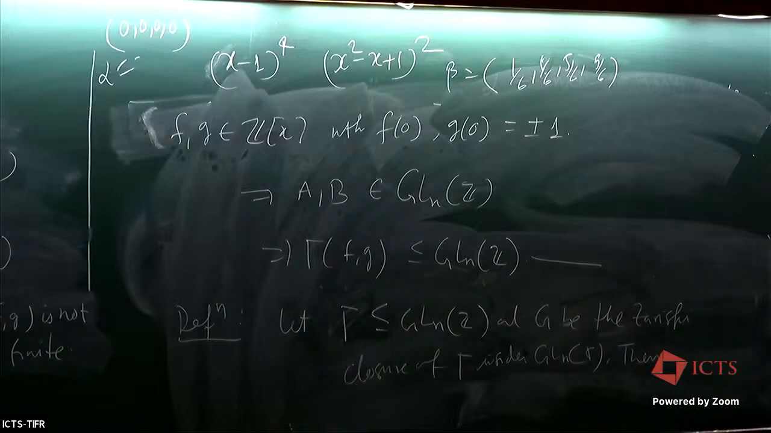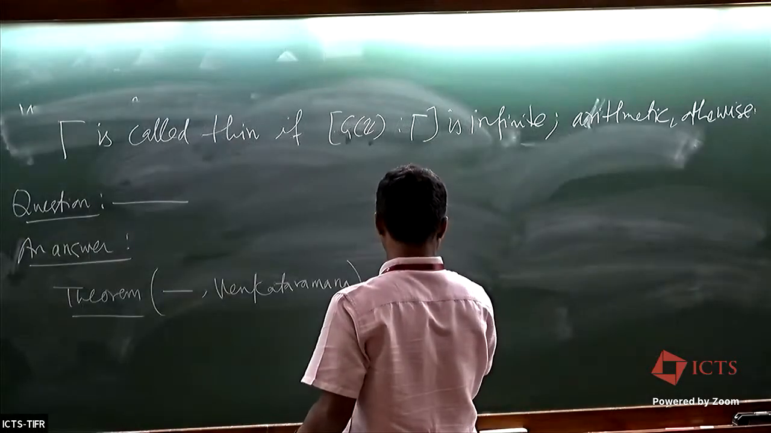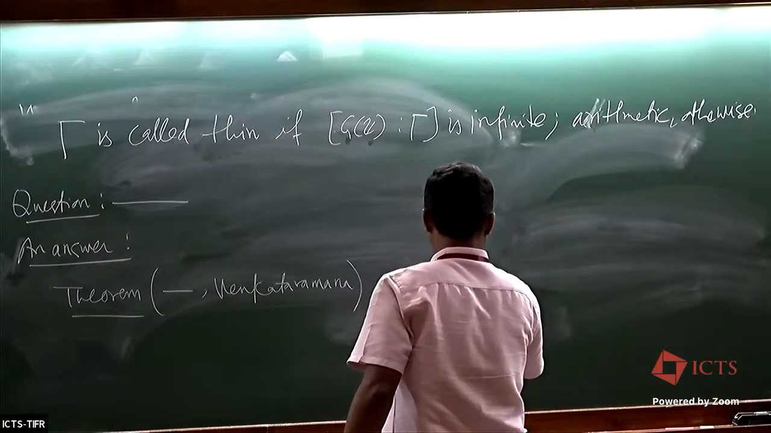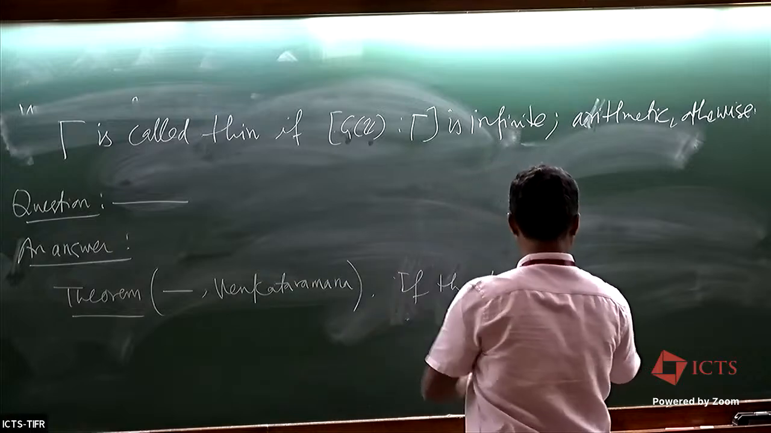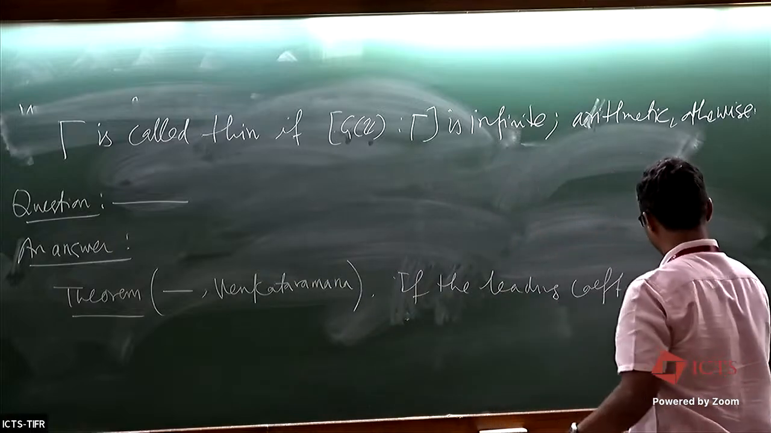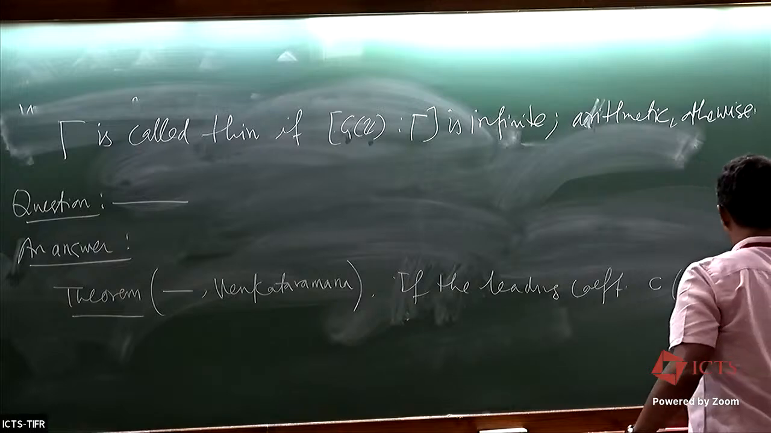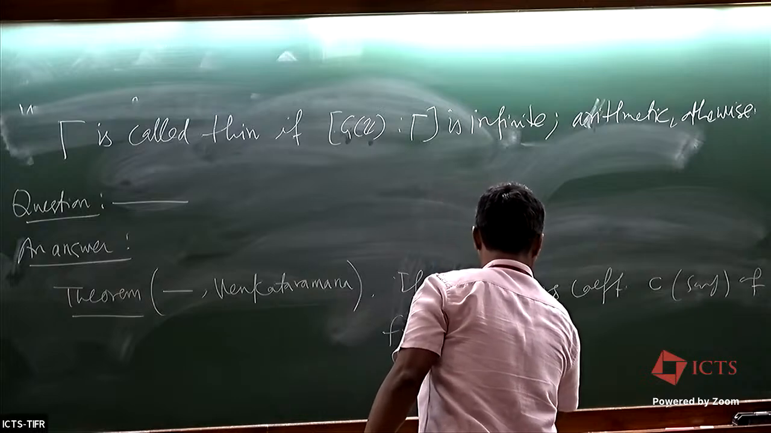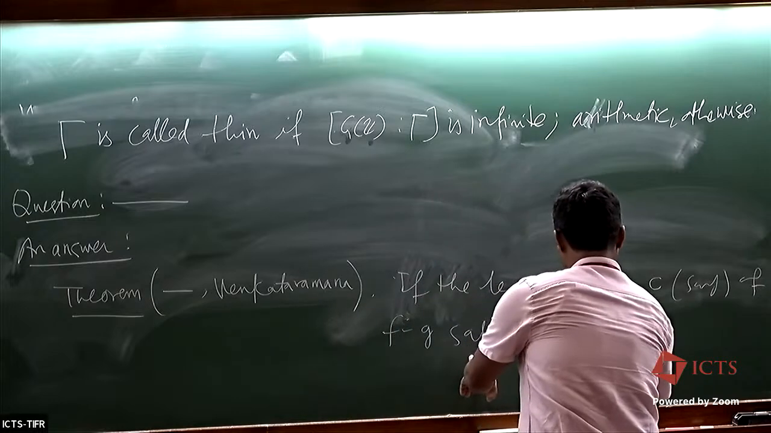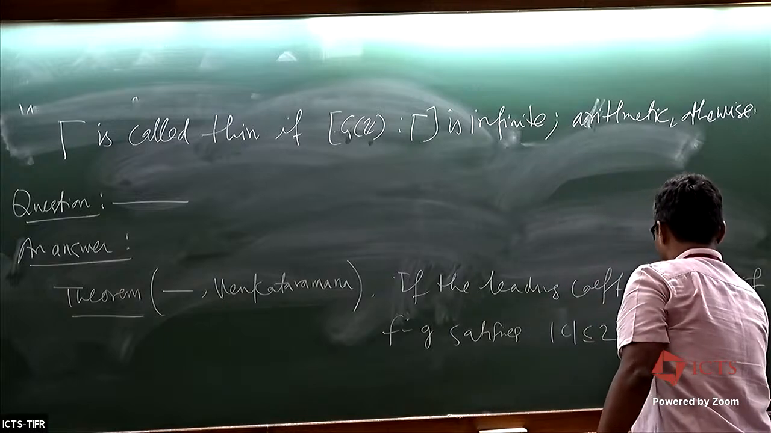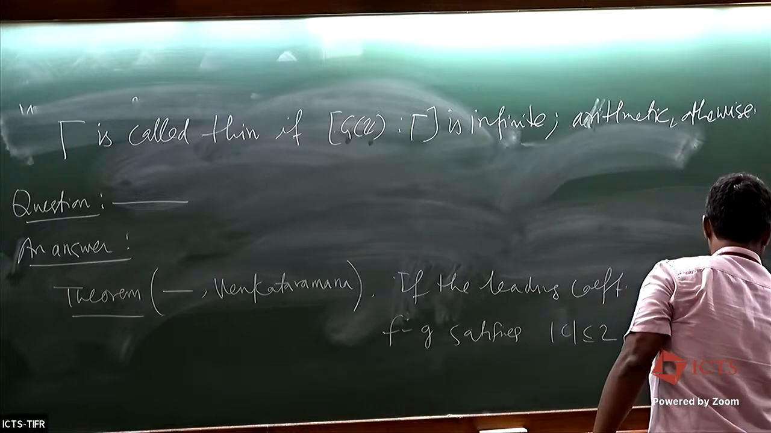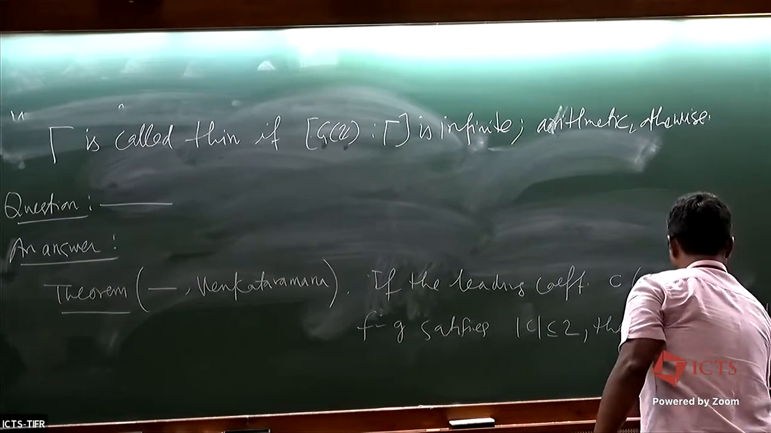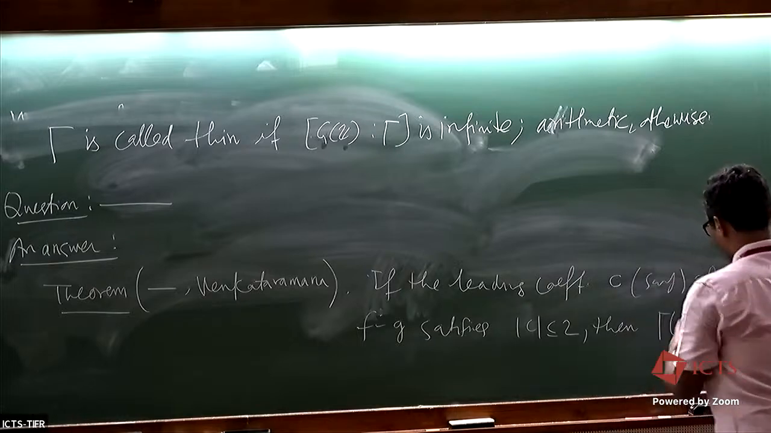So the conditions of Beukers and Heckman tell that if the leading coefficient, let's say c, of f minus g satisfies the condition that mod c is less or equal to 2, then the corresponding gamma f g is arithmetic inside the corresponding symplectic group.